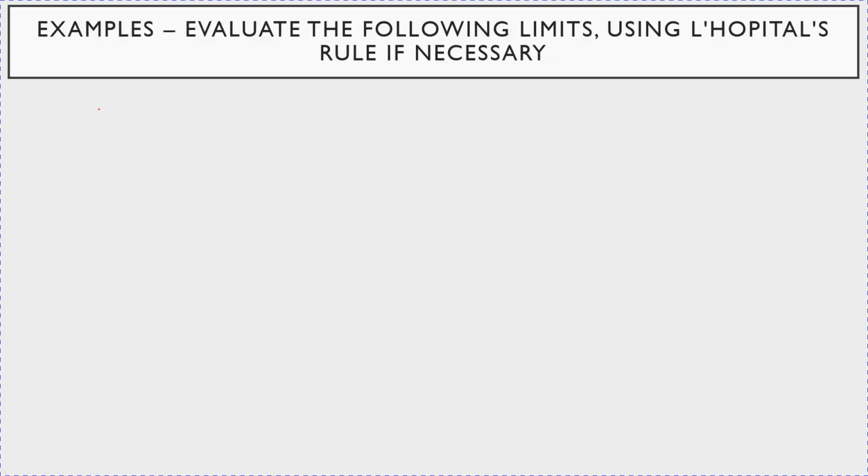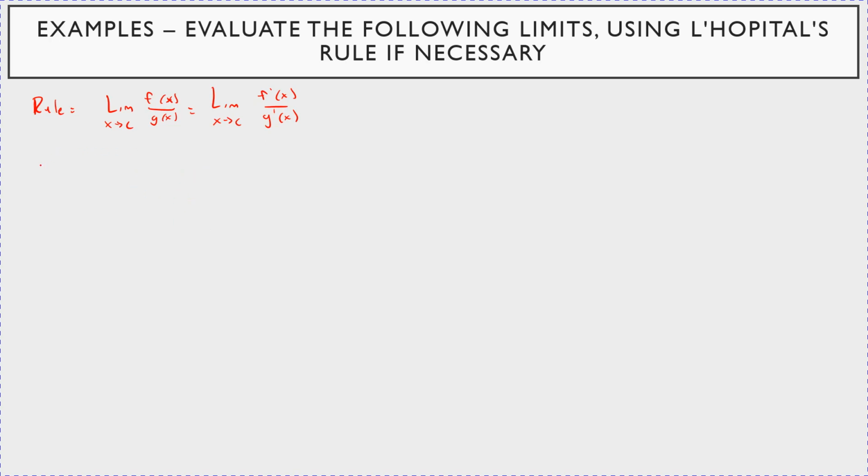Okay, so here is the rule again. I'll write it on this slide. If you have the limit as x goes to c of f of x over g of x, and it produces that indeterminate form, then you get the same answer if you evaluate the limit of the derivatives of the numerator and denominator.